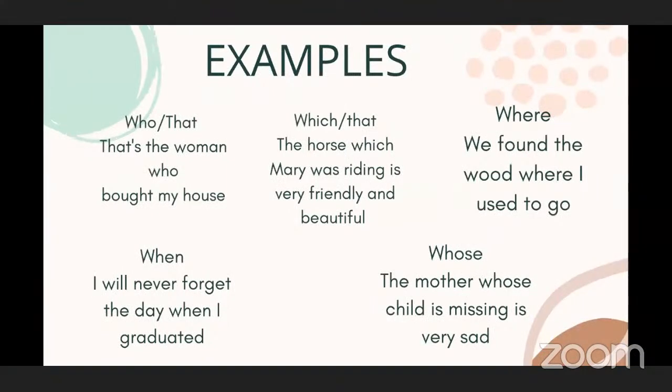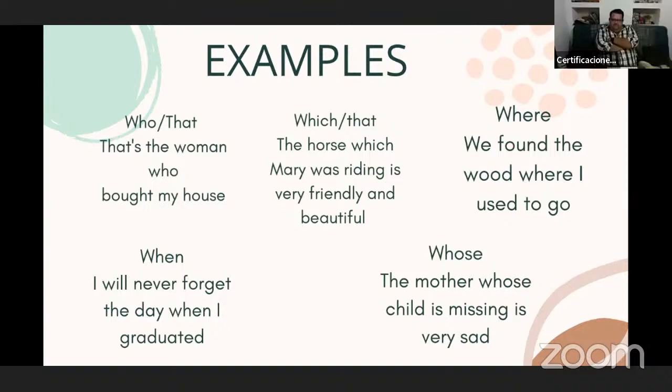For example: the woman who bought my house; the horse which Mary was reading about is friendly and beautiful. Where: the wood where they used to go. When: I will never forget the day when I went to graduate. Whose: the mother whose children are missing is very sad. Okay.